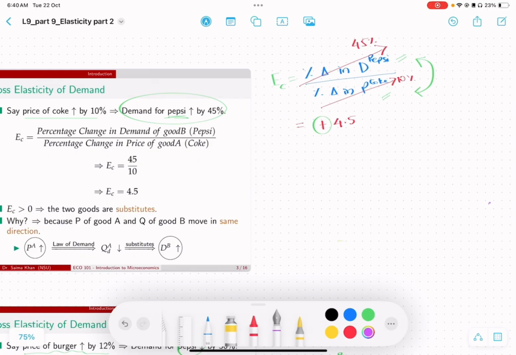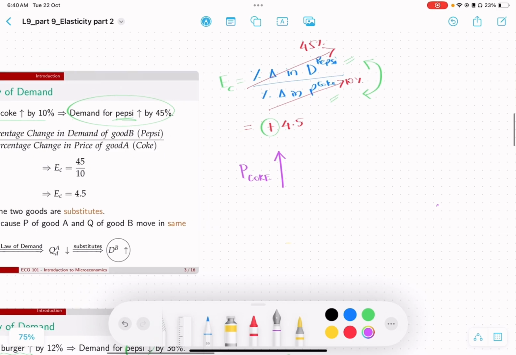So let's write it out. The price of Coke, which is our denominator, we're being told it goes up. And then we're being told that the demand for Pepsi, the other good, goes up by a much greater percentage. So that is why I've drawn a bigger arrow. So look at the fact that they're moving in the same direction, the denominator and the numerator, that they're positively related gives us this positive sign. But logically, why are they positively related?